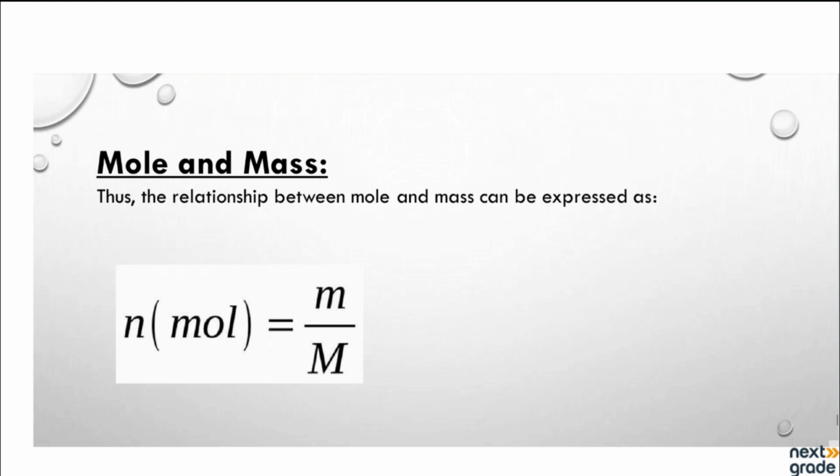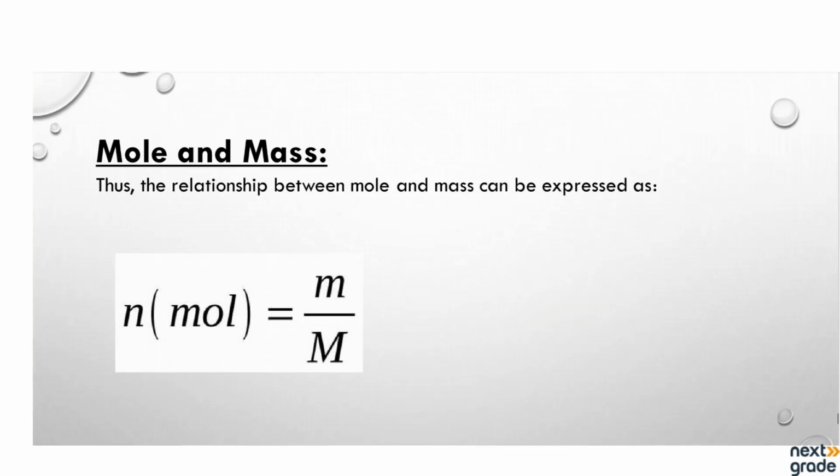So today we are going to start lecture number 23, from chapter number 1, Fundamentals of Chemistry. The topic that we are going to discuss is the relationship between mole and mass. So let's see what is the relationship between mole and mass. Mole and mass में relationship कौन सा हमारे पास given है? Let's see that.